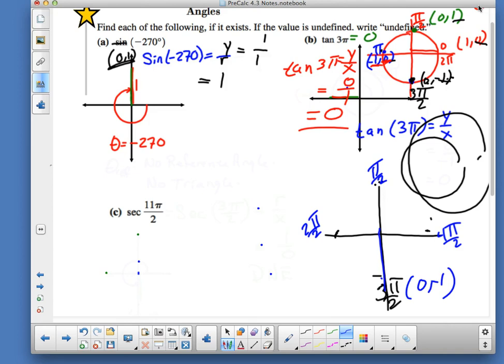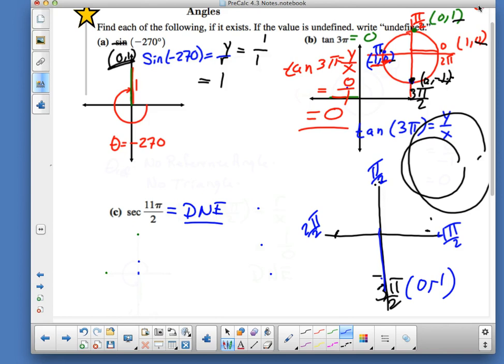Now, because it's secant, which is 1 over sine, my sine is negative 1. Or 0, excuse me. But if I do secant, does it exist? Can I do the inverse of a 0? Reciprocal of 0? So, because of that, it does not exist. Are we okay with that? Yes or no?